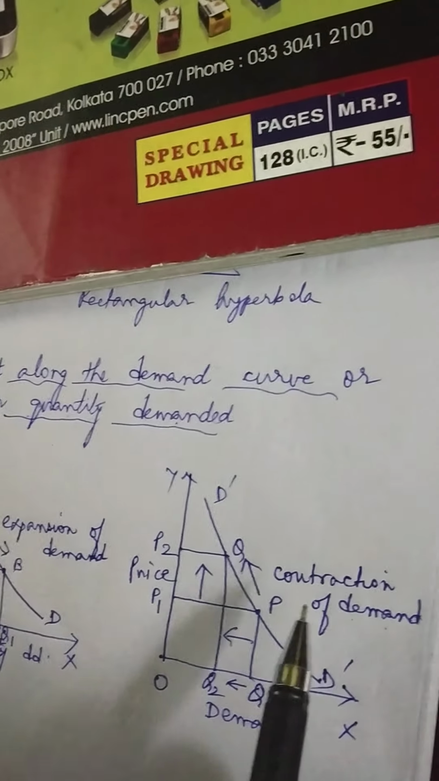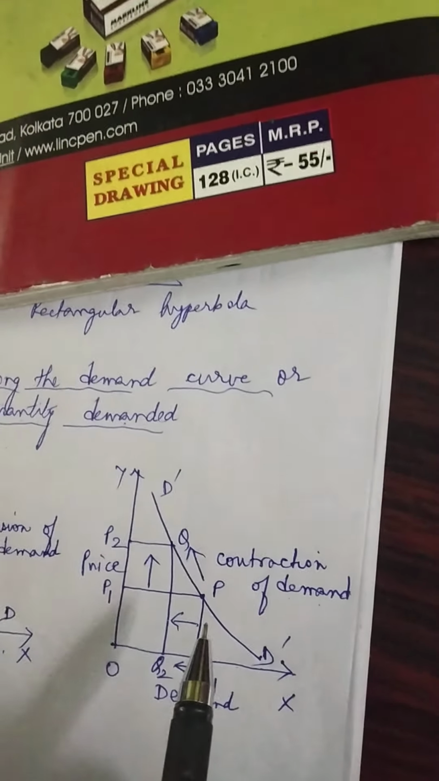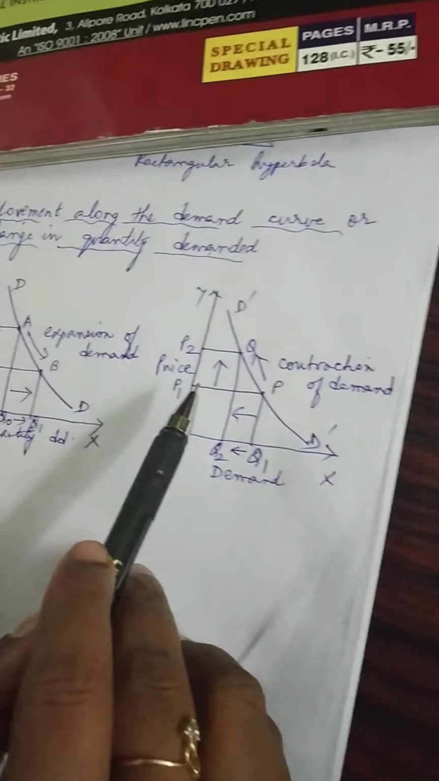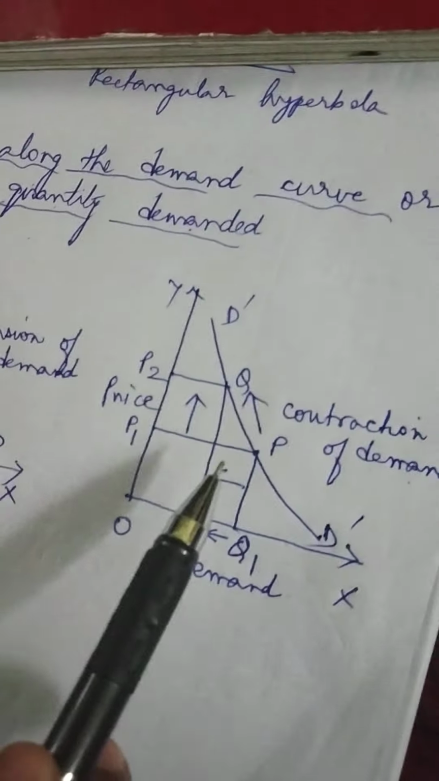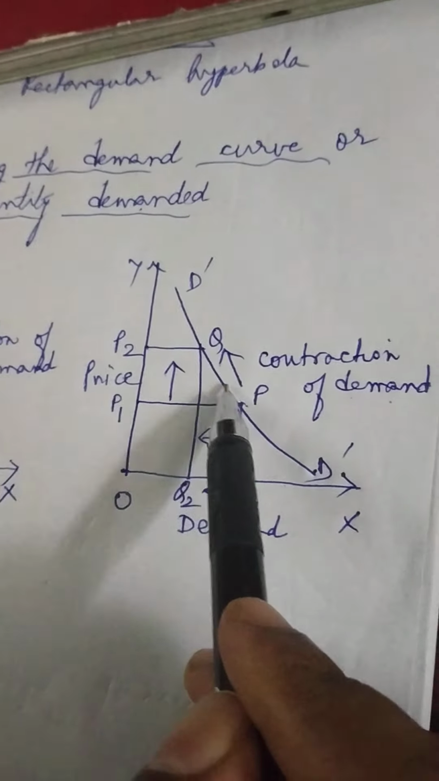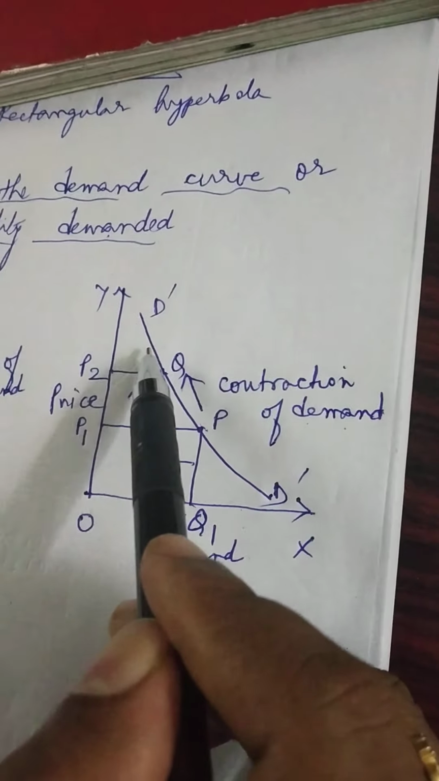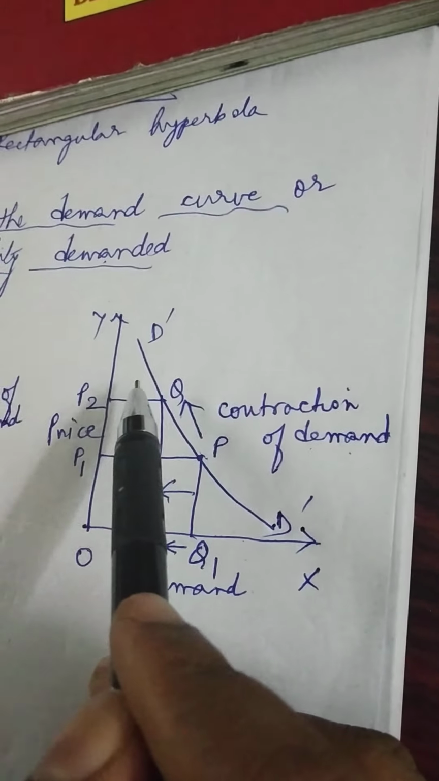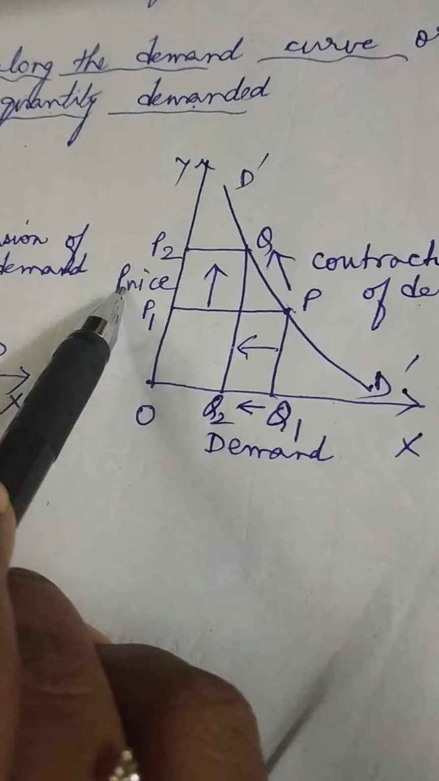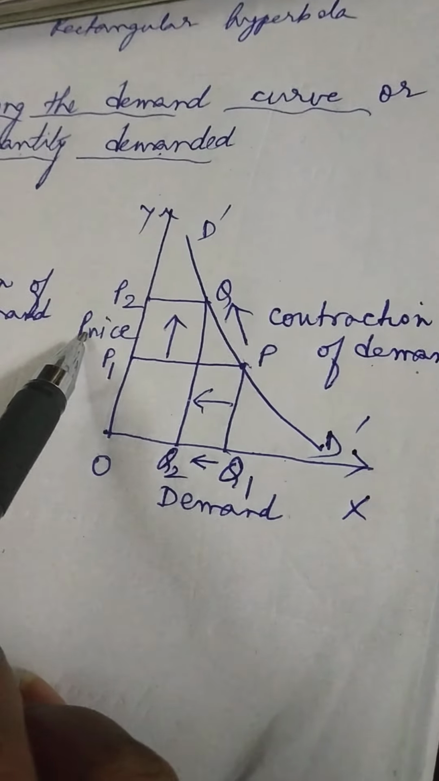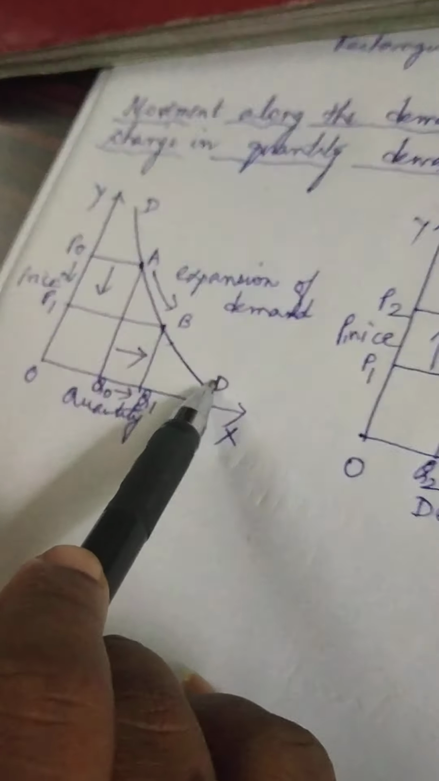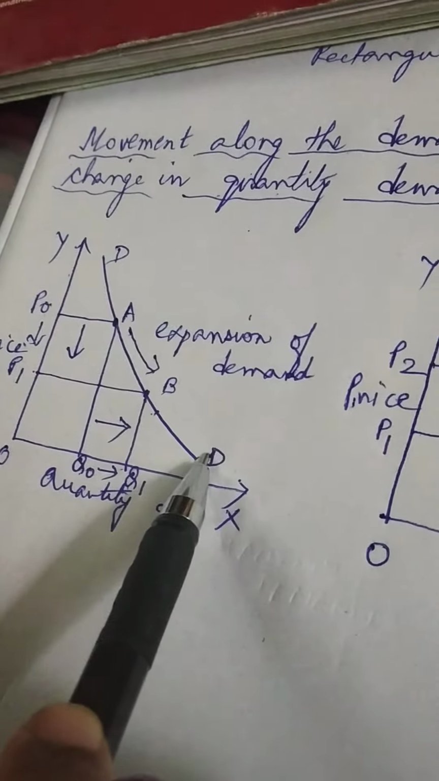demand remaining the same. So we see that in case of movement along the demand curve or change in quantity demanded, there is either a downward movement along the demand curve or an upward movement along the same demand curve due to change in price only. Other factors affecting demand remaining unchanged. And here the demand curve also remains the same, obeying the law of demand.